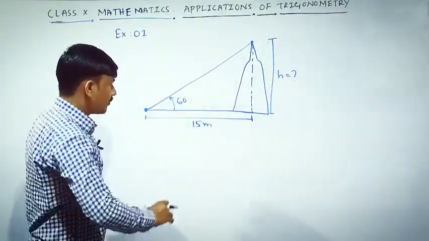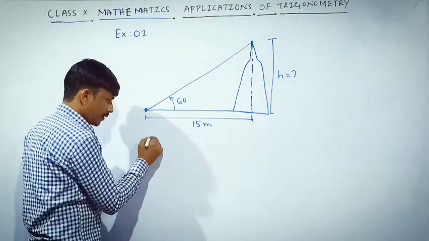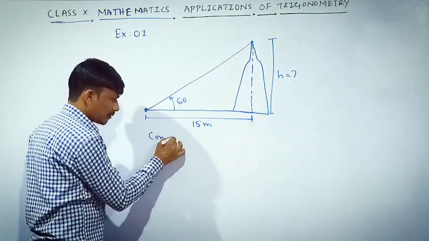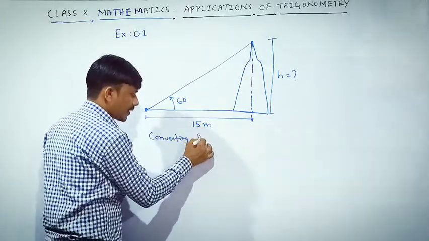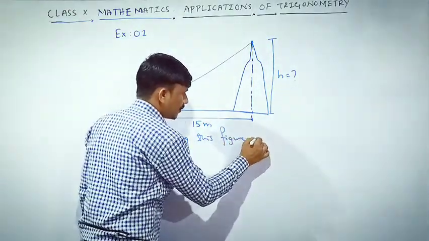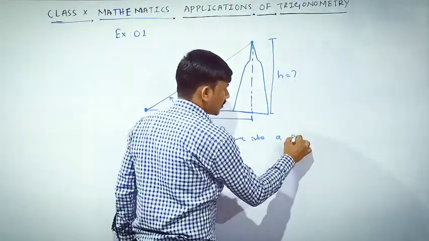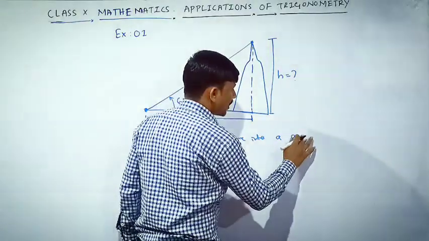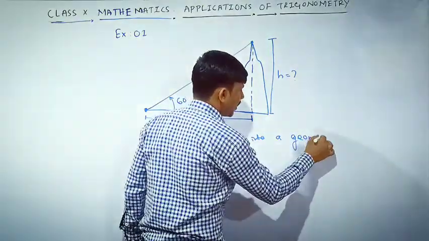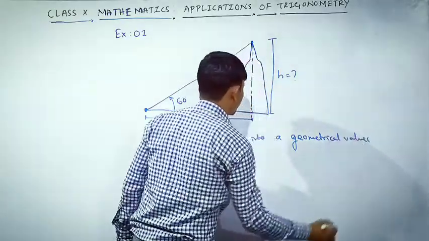Correct? We need to convert this into the right angle triangle. Okay, converting this figure into a graphical representation or geometrical representation, values into geometrical values.